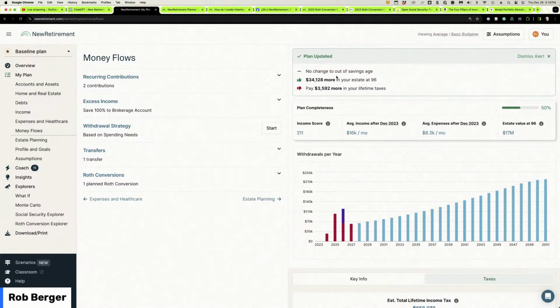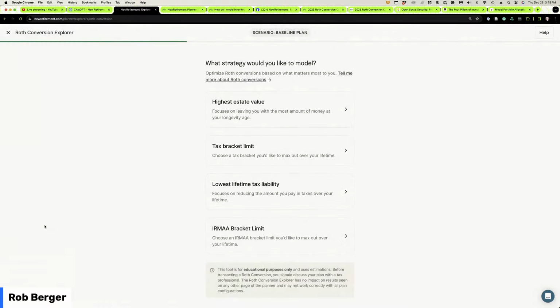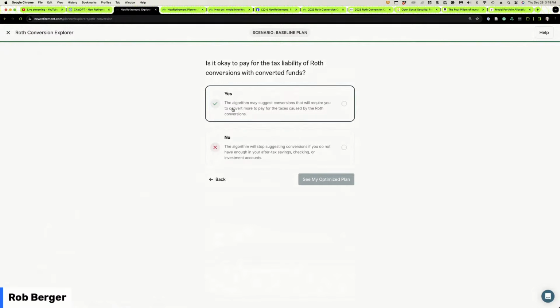So that's also why in the Roth Conversion Explorer, which is this right down here, highest estate value I really find to be not useful at all because it doesn't factor in all those tax considerations. And maybe as a practical matter, it'd be pretty hard for it to do so.